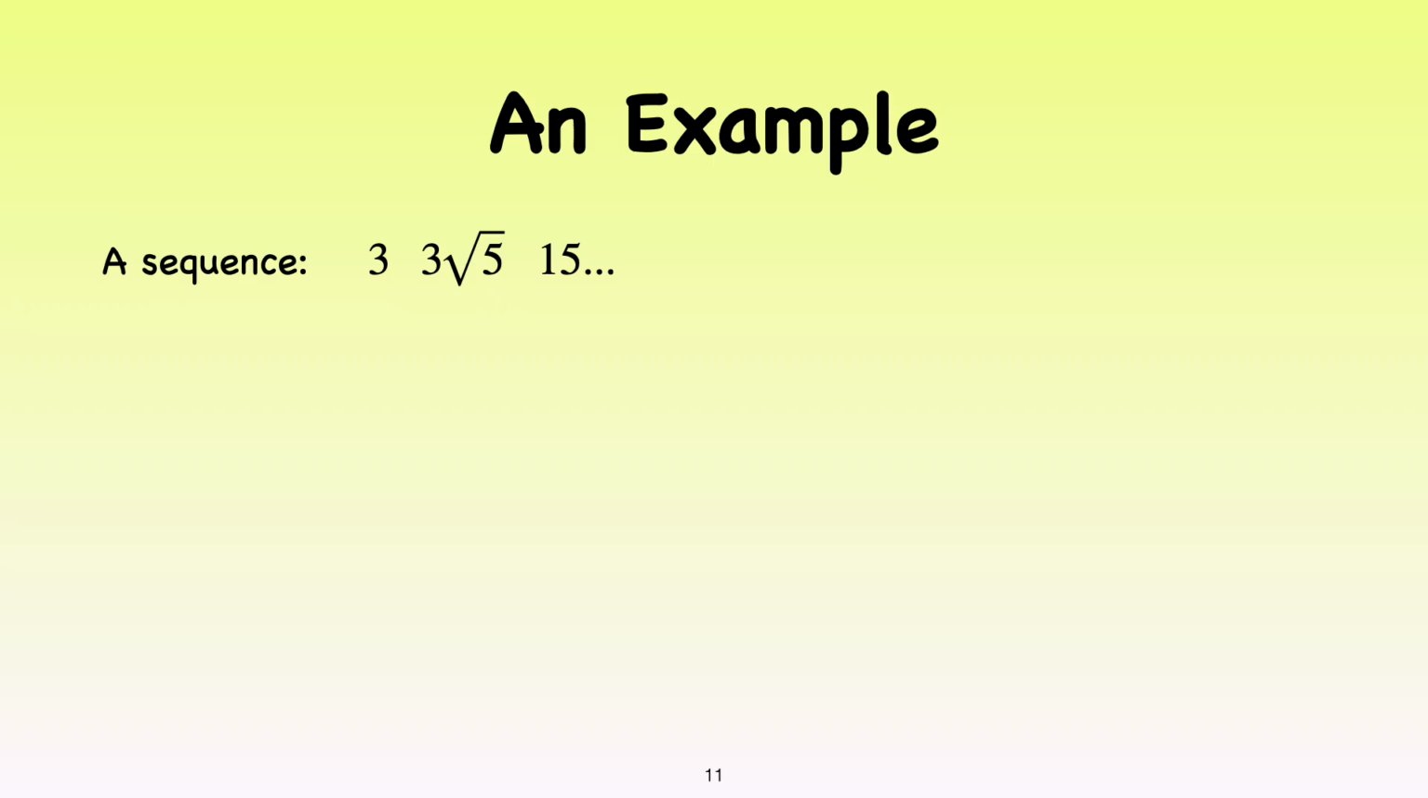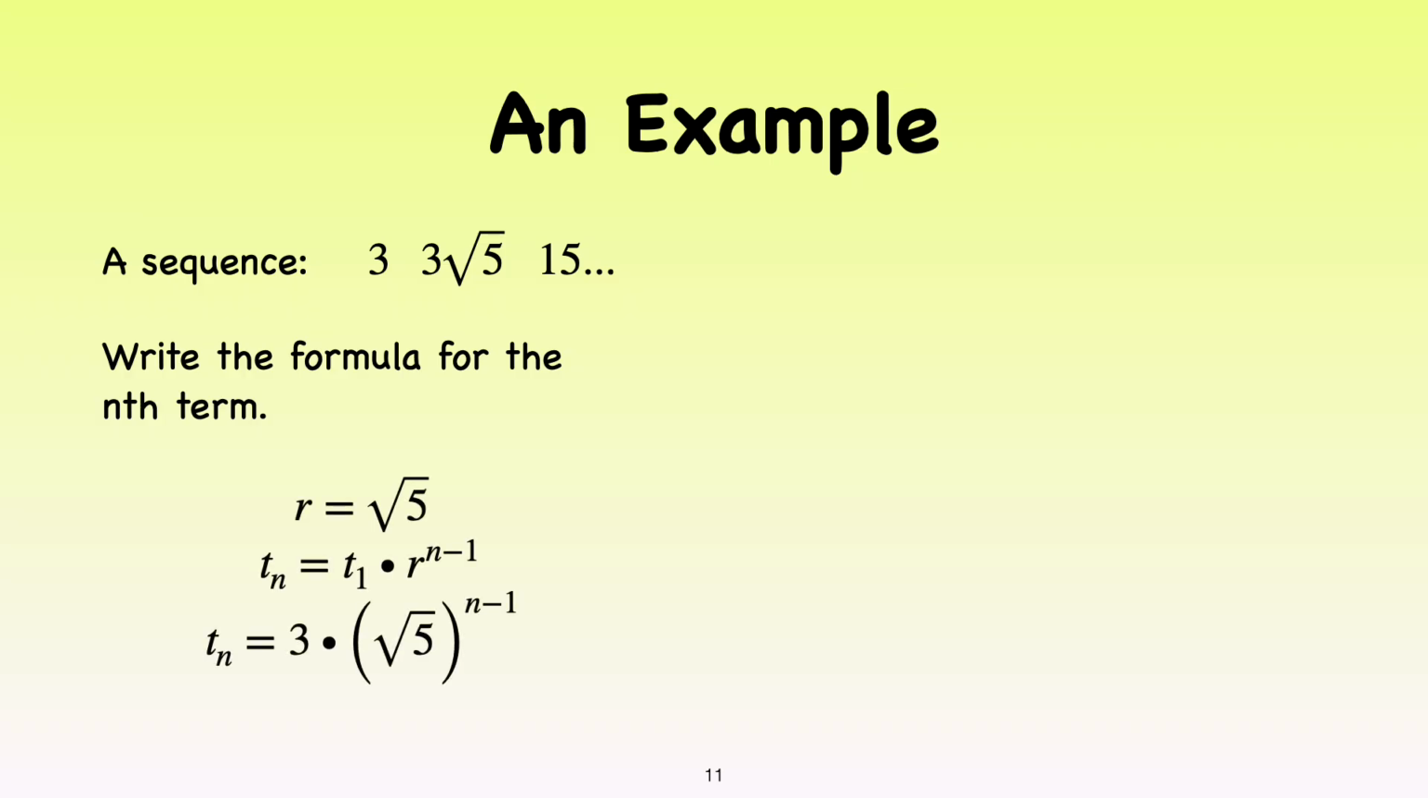Let's do an example. Here's a geometric sequence. Let's write the formula for the nth term. We see that the ratio is the square root of 5 because that's what's changed from the first term to give the second term. So plugging this and the first term into the formula, we find the nth term of the sequence is 3 times the square root of 5 raised to the power n minus 1.